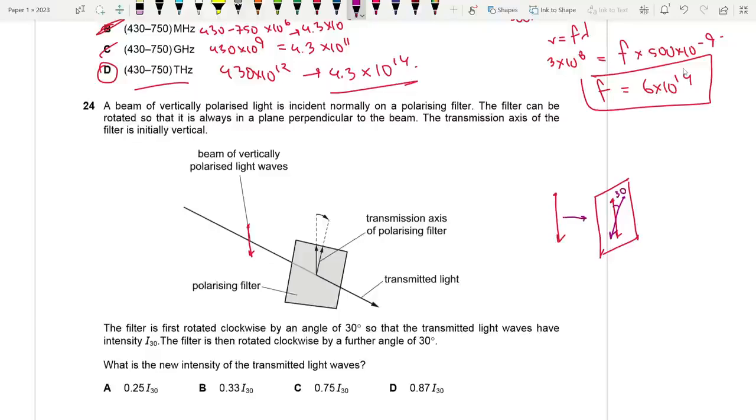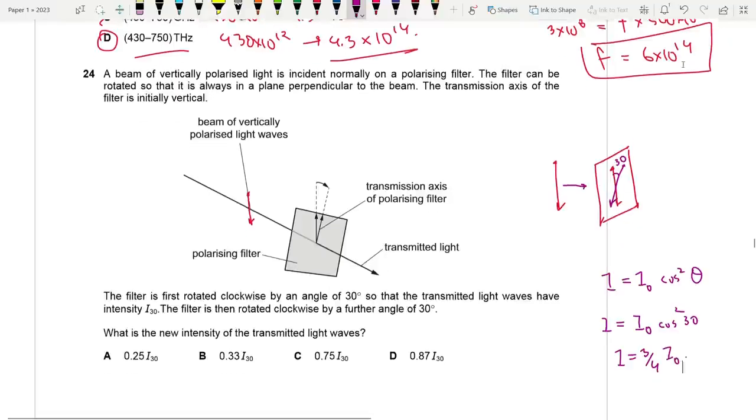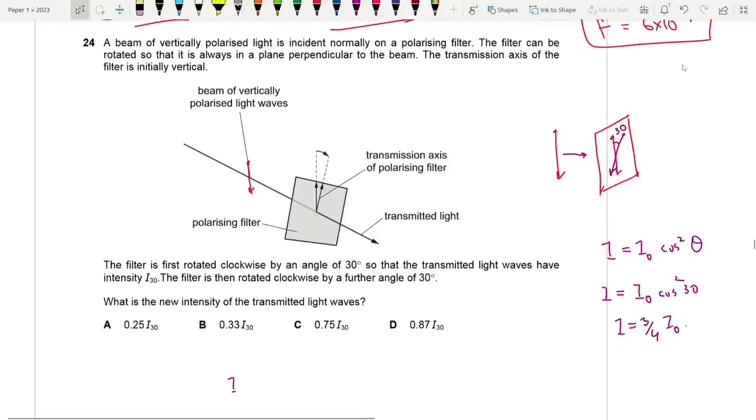So for example, if this is your plane polarized light, vertical, this was initially vertical. And this is our filter. The transmission axis was initially vertical, but now it has been rotated by 30 degrees. As a result, we know that the formula is I equals I naught cos squared theta. So the first one is I naught cos squared 30, which is 3/4. I is equal to 3/4 of I naught. So what they meant to say here is that I30 is 3/4 of I naught.